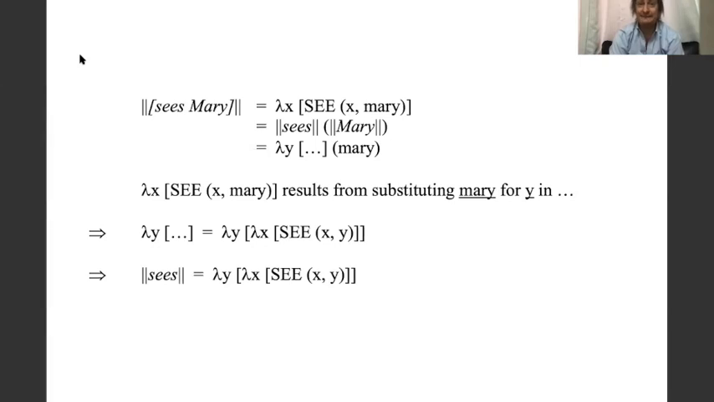But we do the same thing. We assume that the verb phrase sees Mary has one piece, which is a function, and another piece, which is its argument. And since Mary is not a function of any kind, it has to be the argument. So sees Mary has one part sees that translates as a function. It has another part Mary that's going to translate as the argument. And this is going to now be something of the form lambda y ... applied to Mary.